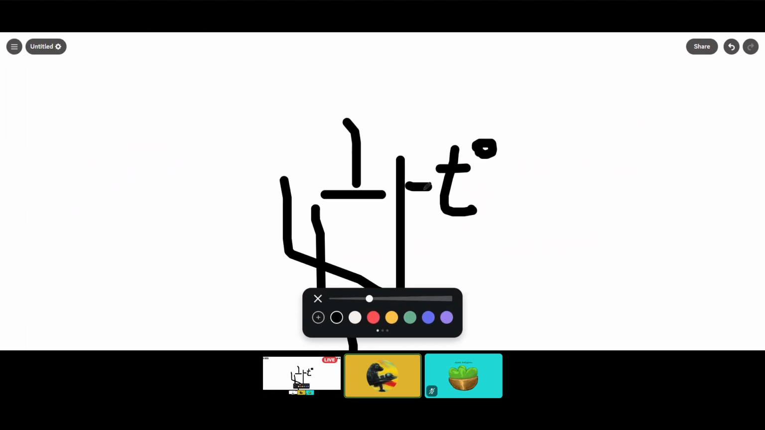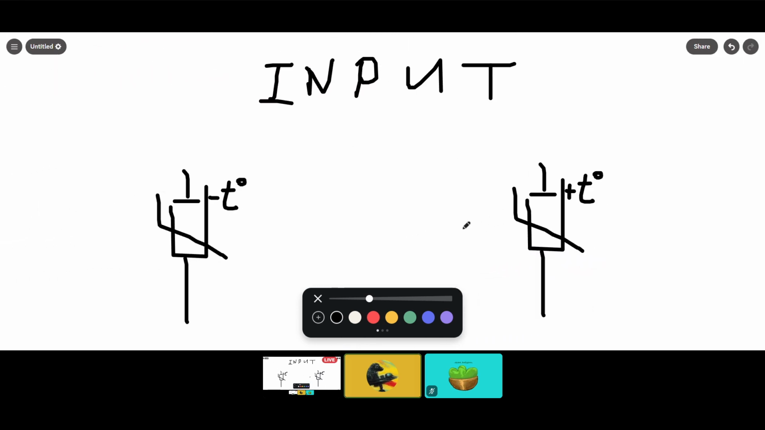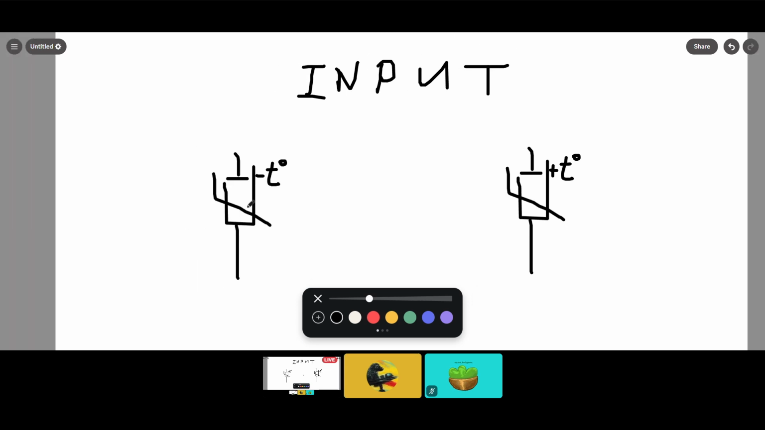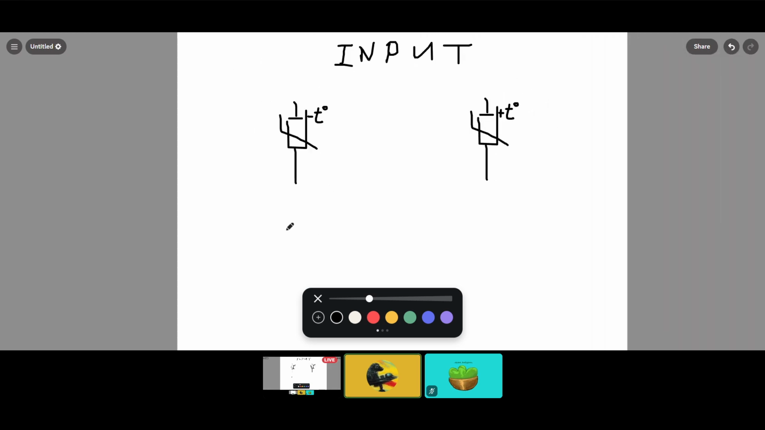What does TC mean? What does PTC mean? What does NTC mean? NTC means negative temperature coefficient, and PTC means positive temperature coefficient. How do they differ? These thermistors actually act like resistors, okay? And their resistance changes based on the temperature.